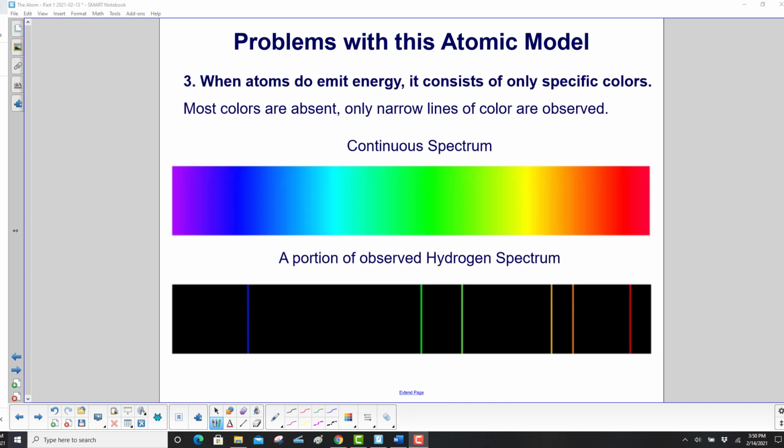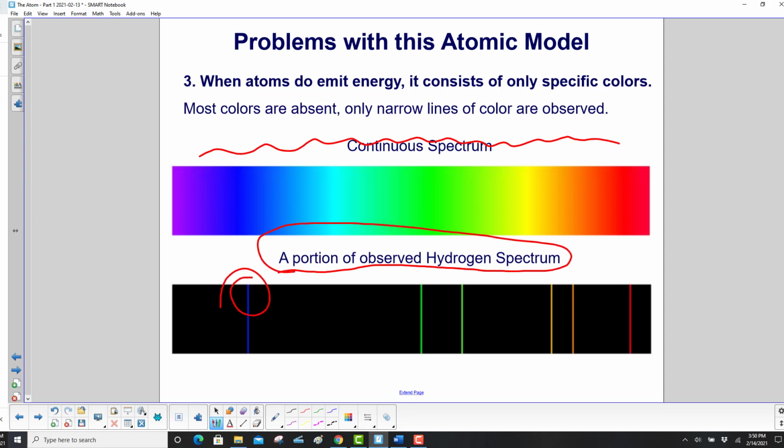Problem number 3. When atoms do emit energy, it consists of only specific colors. Most colors are absent. Only narrow lines of color are observed. This is the example of a continuous spectrum, but what we really have, and here's a hydrogen spectrum, you only have a few very narrow, colorful lines. That is not a continuous spectrum.